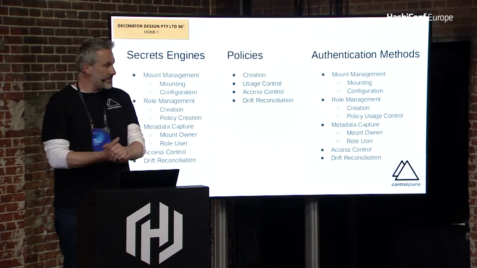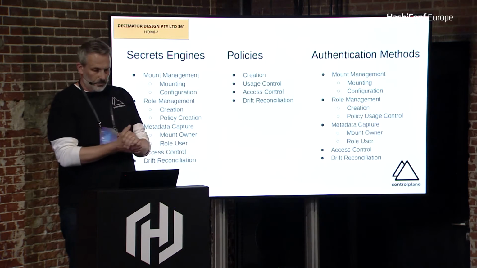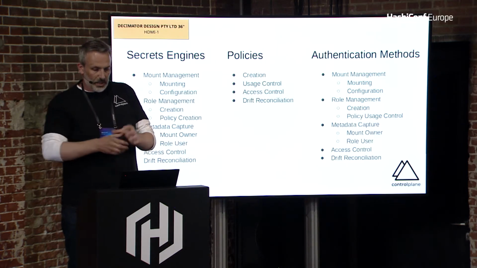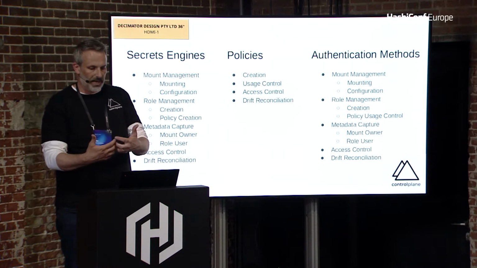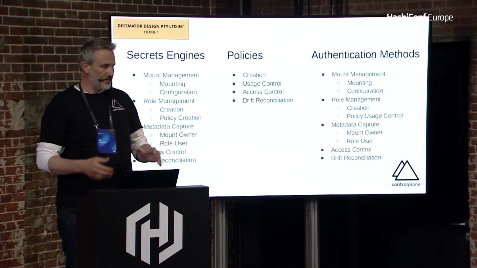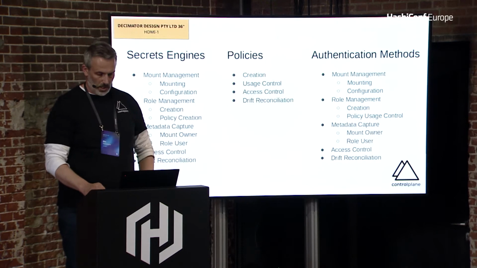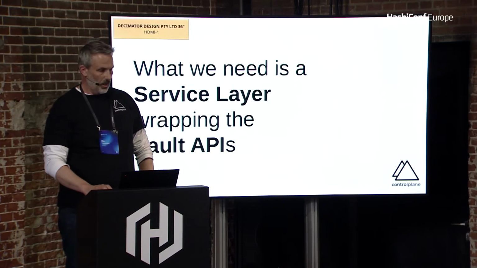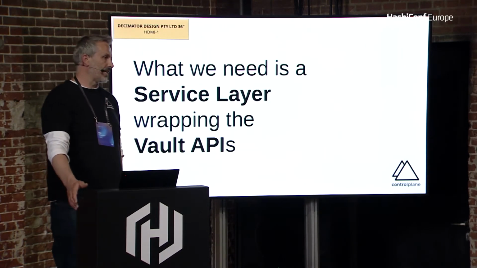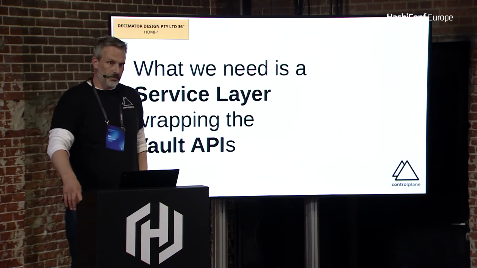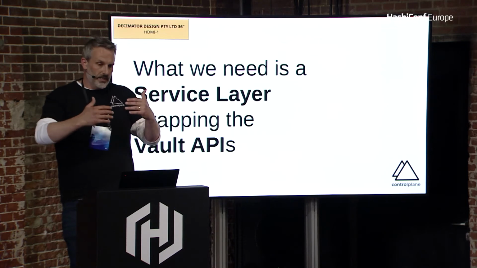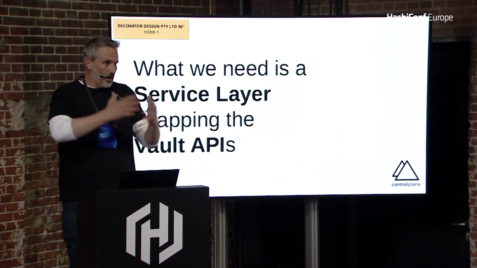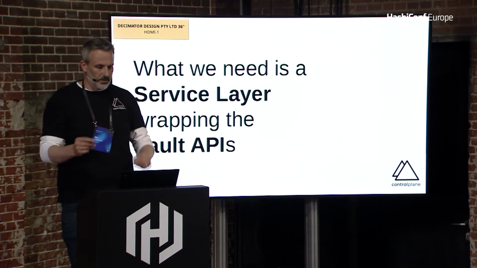We want to control access, restrict the ability to create and use policies so that we're doing that in a secure manner. We want to prevent drift and do all of this securely. So what I put to you is that we need a service layer wrapping the Vault APIs. Not exposing those Vault APIs directly, but putting something in place, restricting the options, setting those defaults.